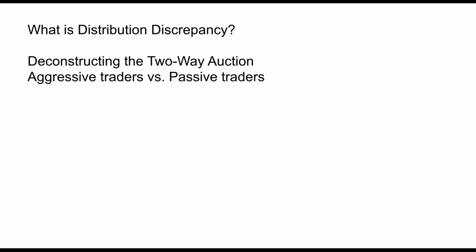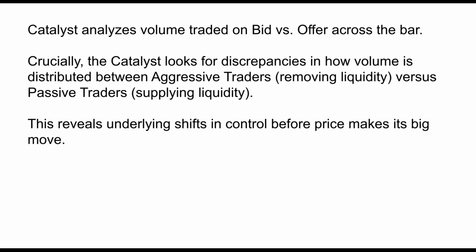So you have aggressive sellers against passive buyers. You have aggressive buyers against passive sellers. Okay, so what Catalyst does is it analyzes the volume traded at the bid and offer, not just in the two-way auction, but up and down the bar. Crucially, the Catalyst looks for discrepancies in how volume is distributed between aggressive traders, the traders that are removing liquidity, versus passive traders who supply liquidity.